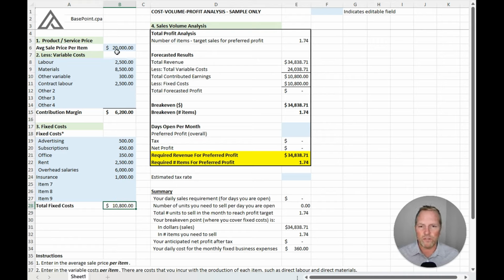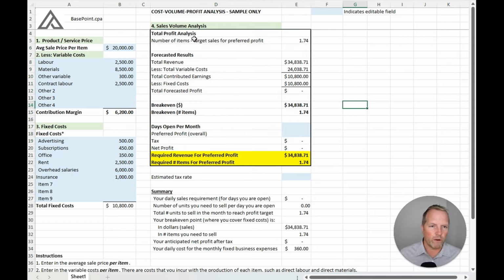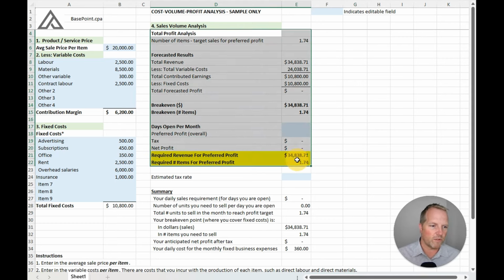So again, you've got your sales price there, your variable costs, which are the costs that you incur when you have sales, which gets you your contribution margin of $6,200. That's the amount available after you do a sale that will cover your fixed costs, and that's what these are over here. So in this example, we're looking at fixed costs of $10,800 per month. As you probably noticed, as I was plugging in some of these values, you start to have numbers populating over here. So now let's look at what these numbers mean.